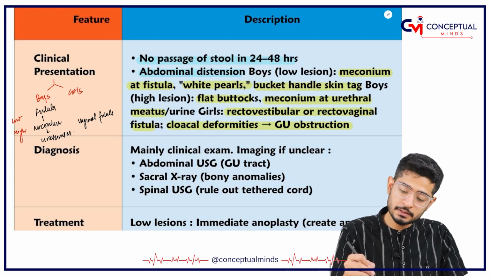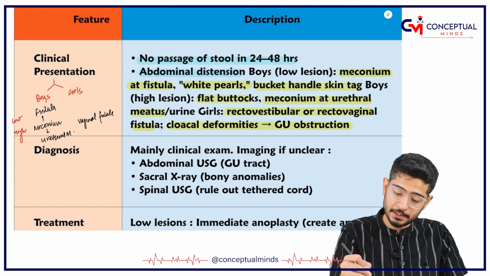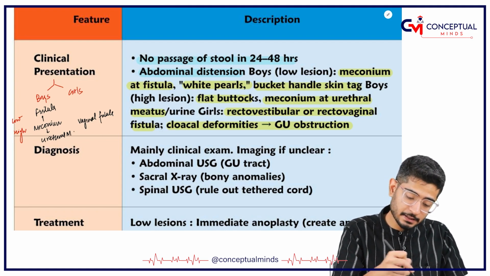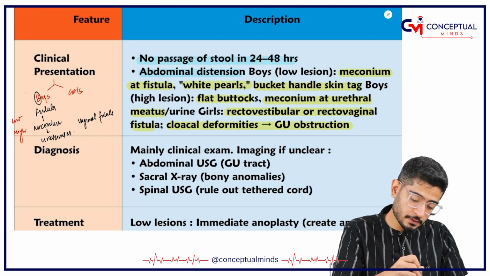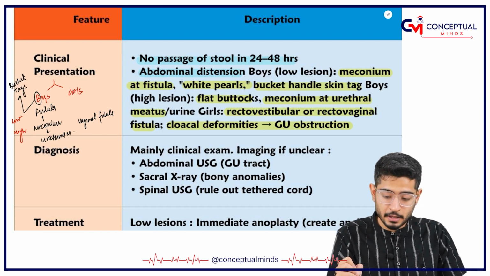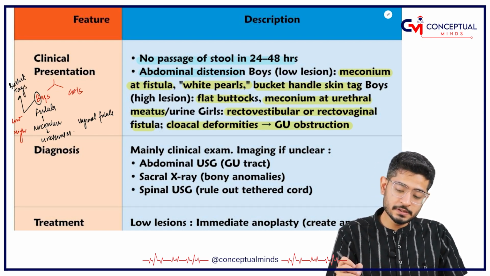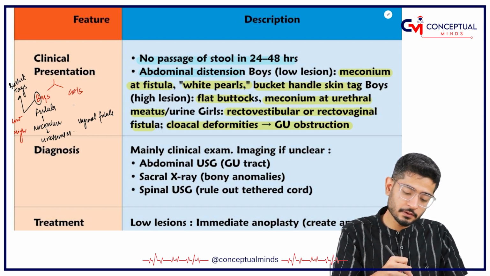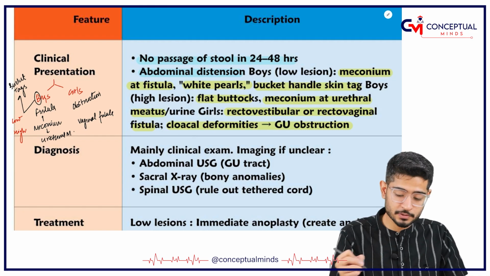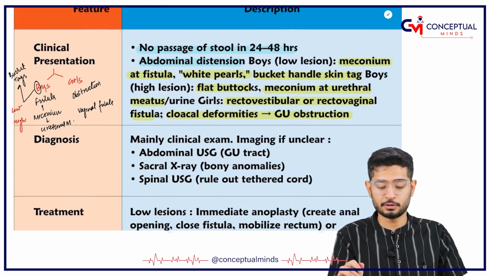And one more thing is bucket handle skin tag. So B for boys, B for bucket handle skin tag. B for boys, B for bucket handle skin tags are going to be there. And what about girls? So in girls, you will be having what? If it is low, there will be obstruction, genitourinary tract obstruction, cloacal deformities are going to be there.